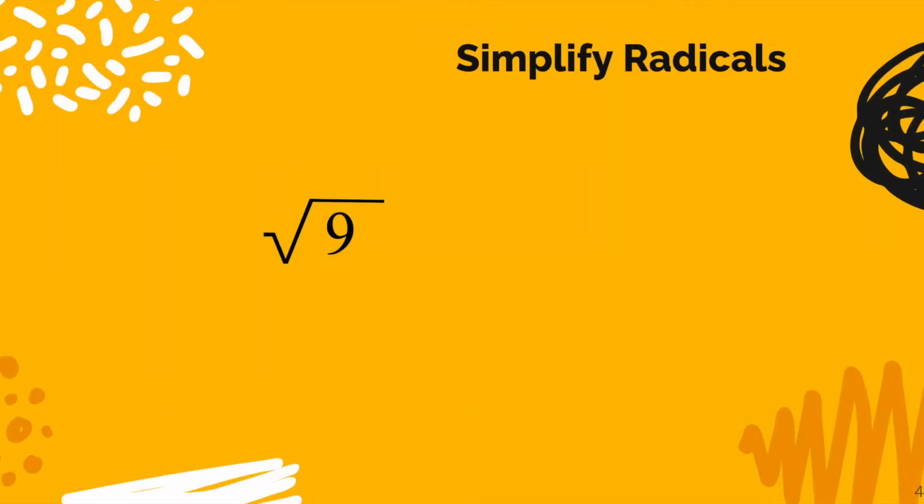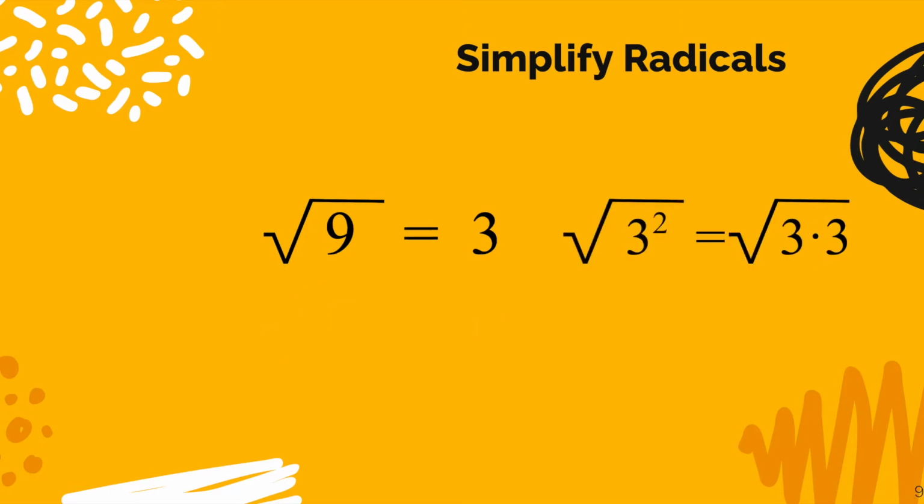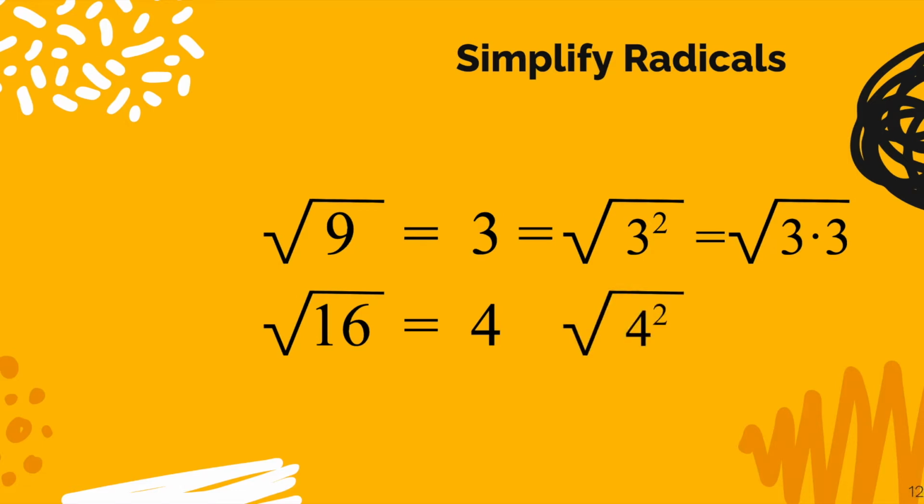You've probably worked with square roots before. The square root of 9 is simply 3, and the square root of 16 is simply 4. But you might be wondering exactly why that is. You could think of the square root of 9 as the square root of 3 squared, which is also the square root of 3 times 3. Now there's a pair of 3's under the radical, so we get a 3 on the outside of the radical. Looking back at the square root of 16, we know that 16 is 4 squared, which is 4 times 4. Once again, we have a pair of 4's under the radical, so it comes out as a 4.